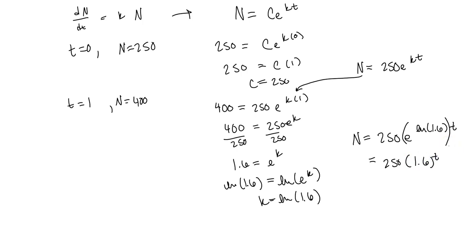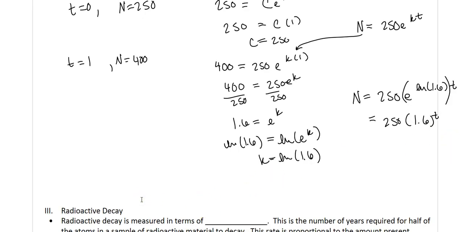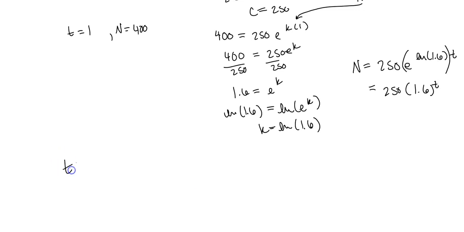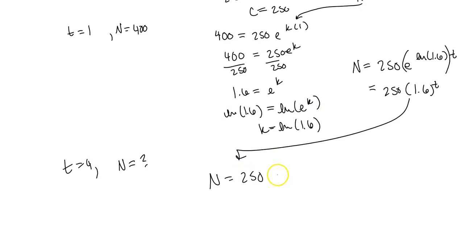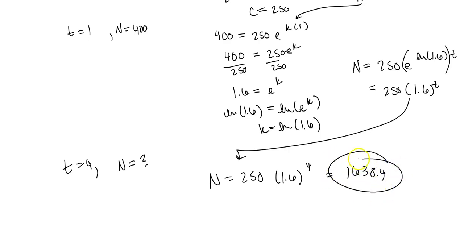So the problem said, what is the value of n when t equals 4? So we're actually trying to find when t equals 4, what is n, using this version. So n would be 250 times 1.6 to the 4th power, which gives me 1638.4. So that would be my answer.